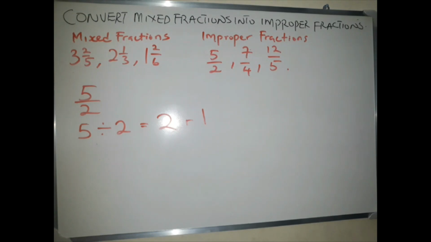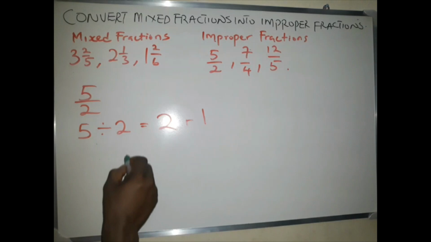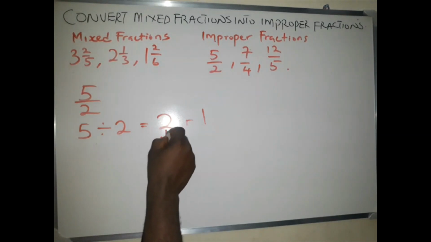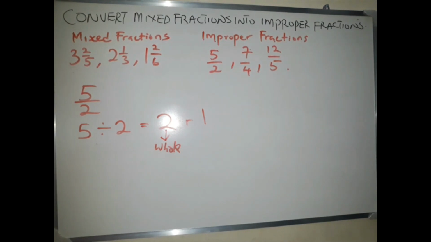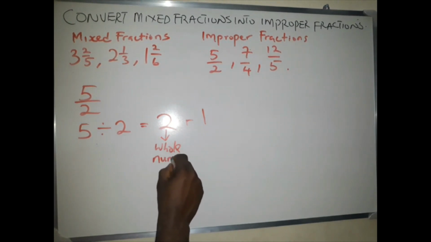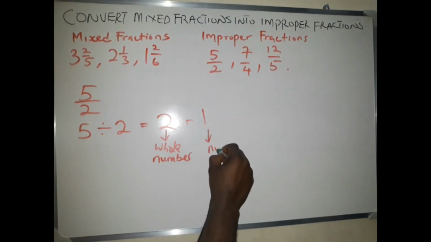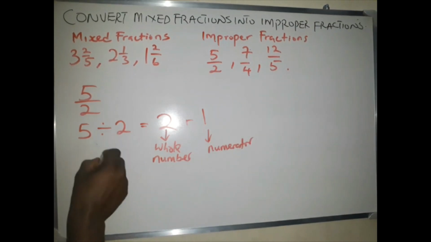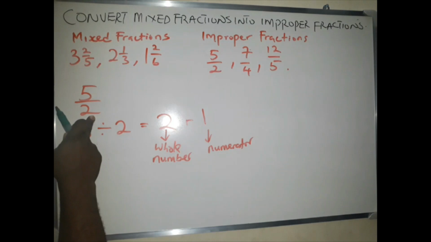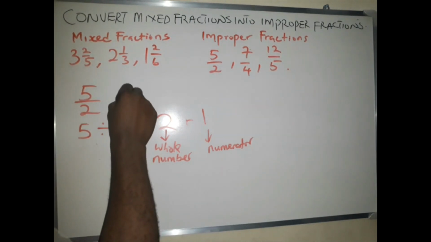Now this is where you have to take proper note of what I'm about to say. This 2, which is here, will now be your whole number. 2 will now be your what? Whole number. 1 will be your what? Numerator. While this 2, which was used to divide this 5, will be your what? Denominator.